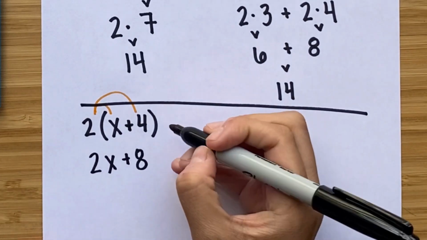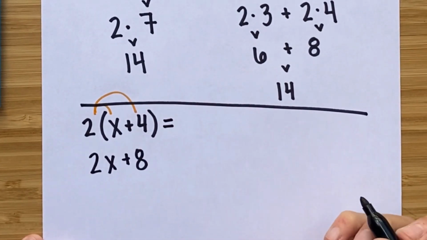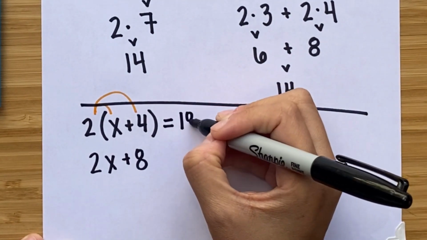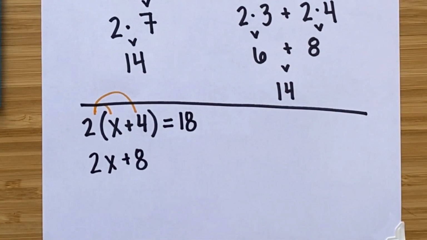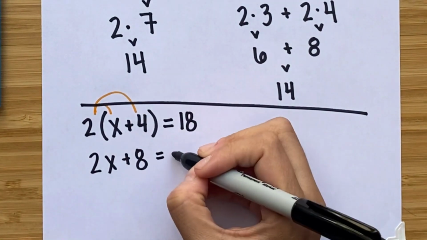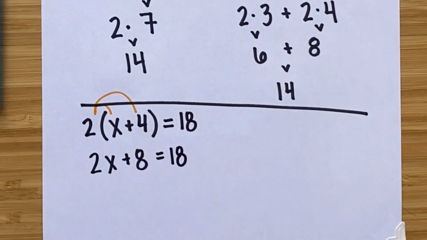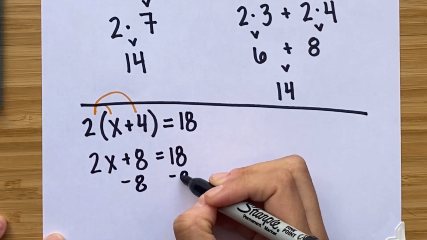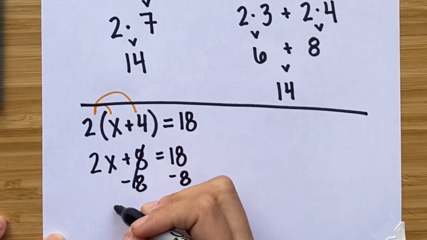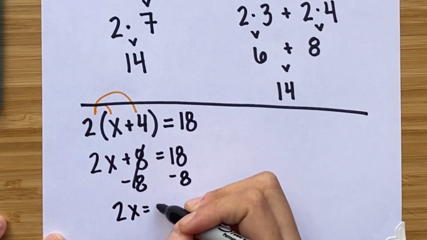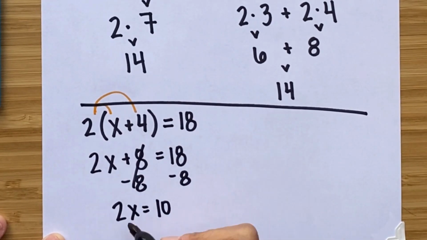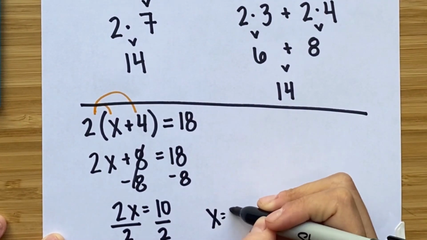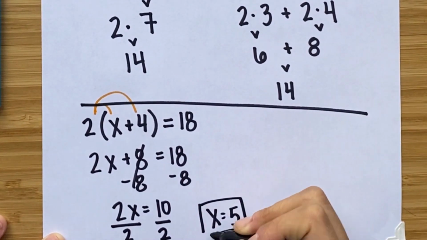Now let's say we have a number over here. Let's say we have 18. Now we can take the simplified expression and we could solve, right? We could use inverse operations to subtract 8 from both sides, which gives us 2x is equal to 10. Divide by 2, and we find out that x is equal to 5.